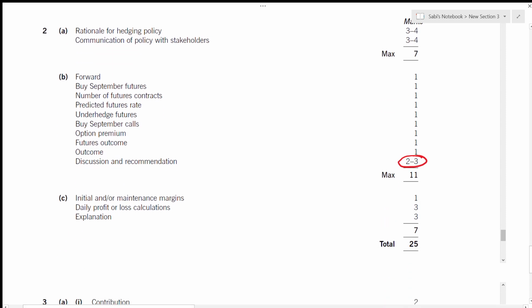Then let's go to C. Initial or maintenance margin is just 1 mark. Daily profit or loss for calculations is 3 marks because it's for 3 different days. And explanation is again 3 marks.